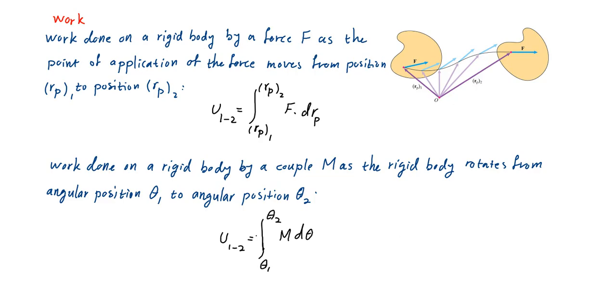If there is no couple applied, obviously this is going to be 0. Just one thing to keep in mind: theta in this equation is always in radians. If you are given theta in degrees, definitely convert that to radians and then use this expression to find the work done by the couple.